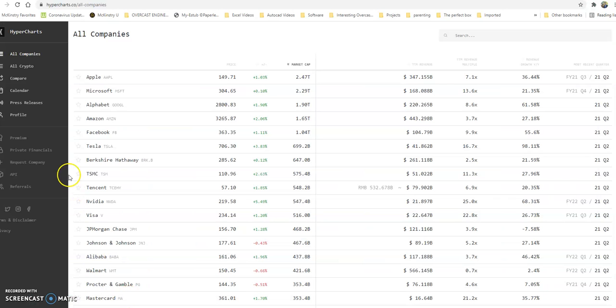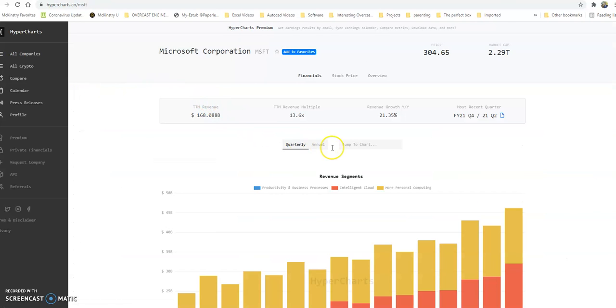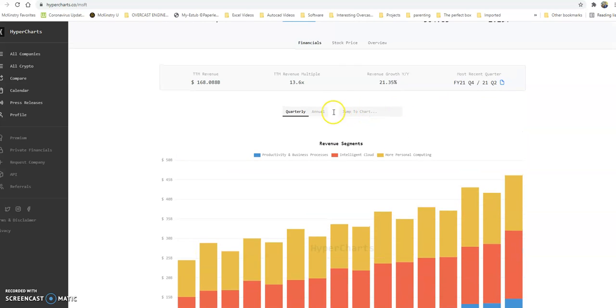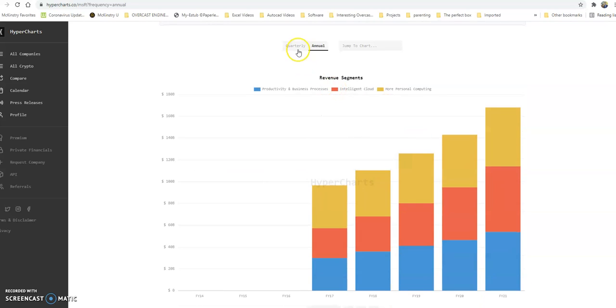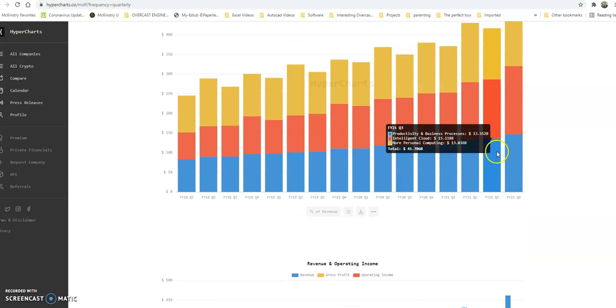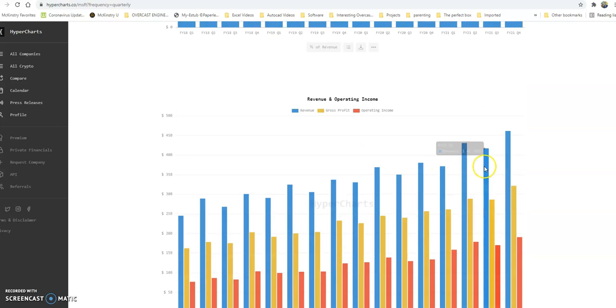What I'm using today is Hypercharts. I like Hypercharts just because of the way they present their data. If I look at Microsoft, they break down segments. It's really good graphically. You can put it in an annual or quarterly look to see what their revenue is doing and how this segment compared to the last quarter.